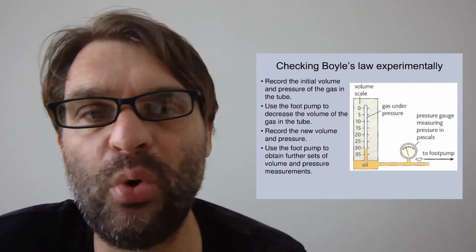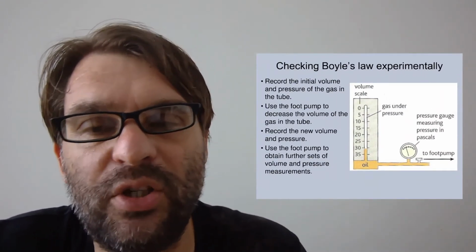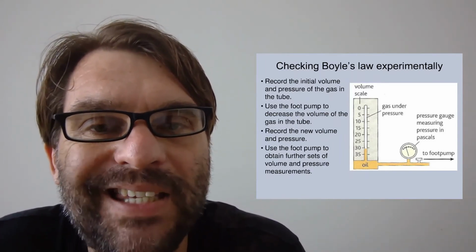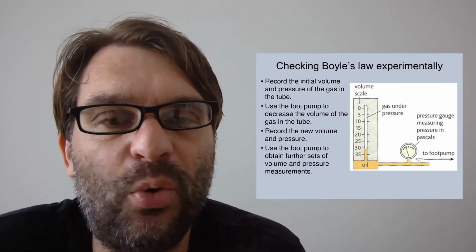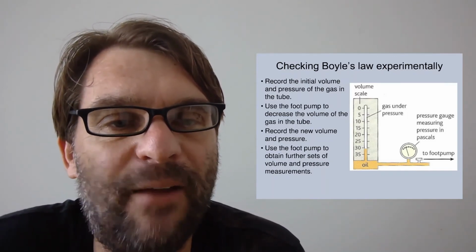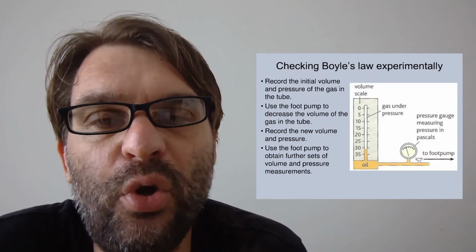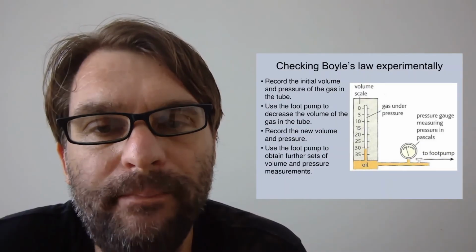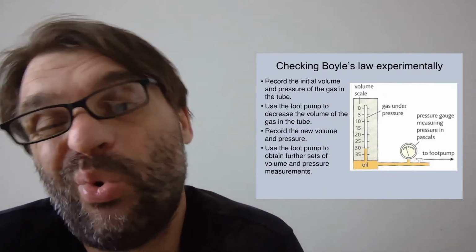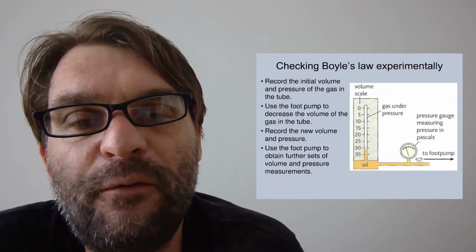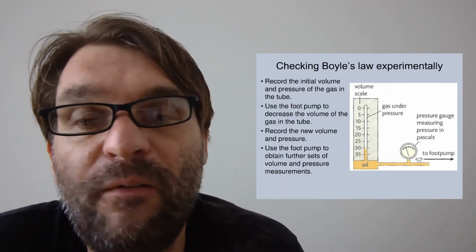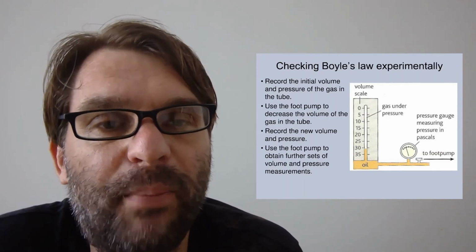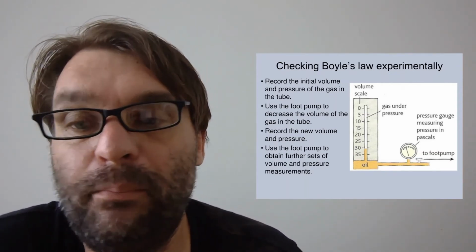So how do we check Boyle's law experimentally? Okay, so this is quite antiquated equipment, but still, you record the initial volume and pressure of gas in a particular tube. Okay, and you'll see that the tube is connected to a foot pump. Okay, so you use the foot pump to decrease the volume of gas in the tube. And then you record the new volume and also record the new pressure. You then use the foot pump to obtain further sets of volume and pressure measurements. Okay, because basically what you're doing is by adding the foot pump, you're increasing the pressure, but decreasing the volume.